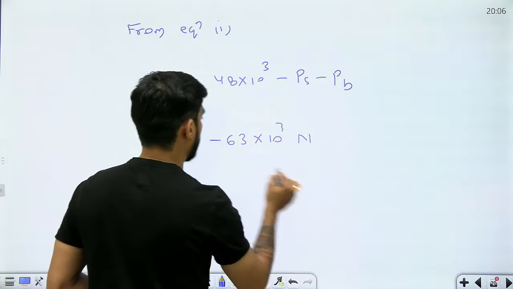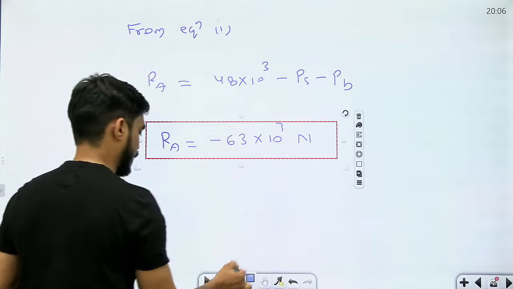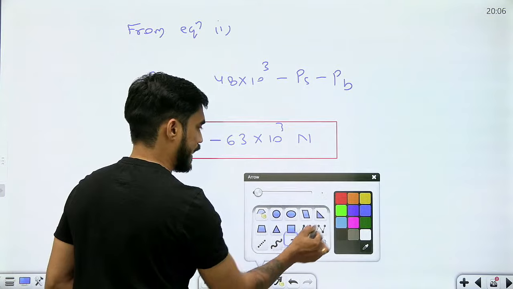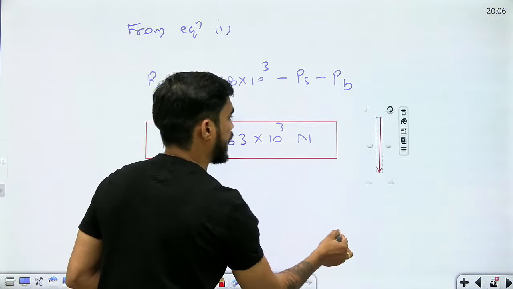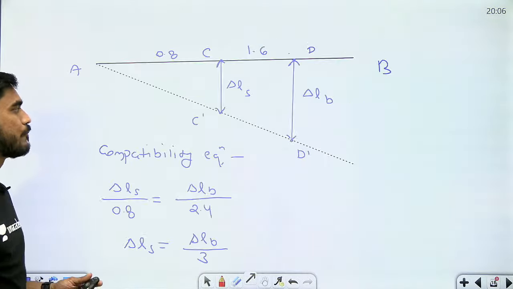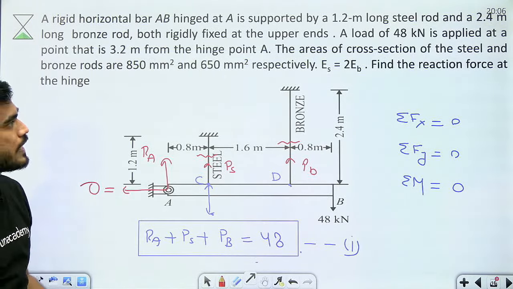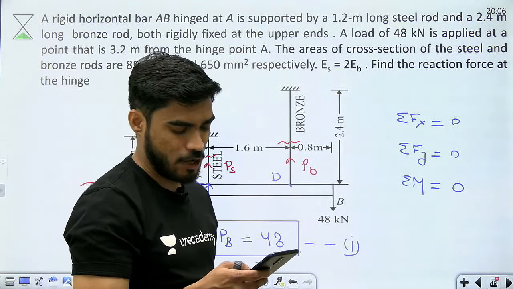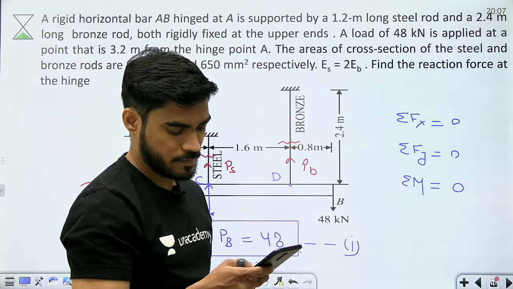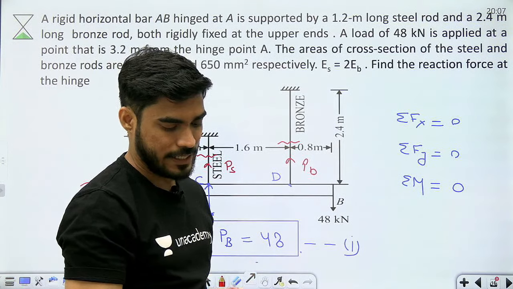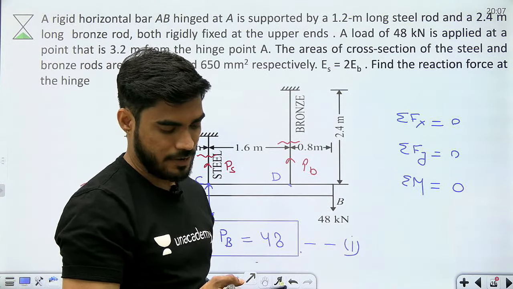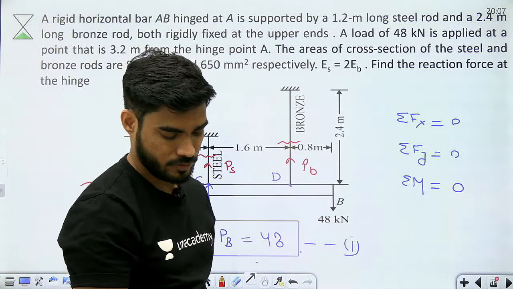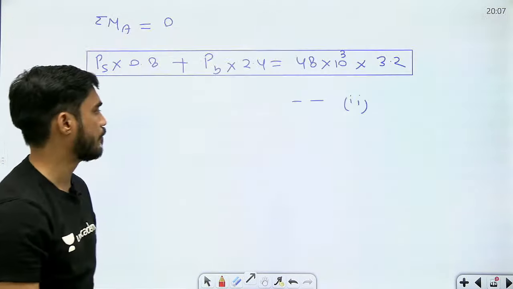Negative sign क्यों? Negative sign means the direction I have taken is wrong. मैंने RA को upward assume किया था. It will actually be downward. है ना? RA is actually downward. Yes. So everyone is getting this answer. चलो बहुत बढ़िया.